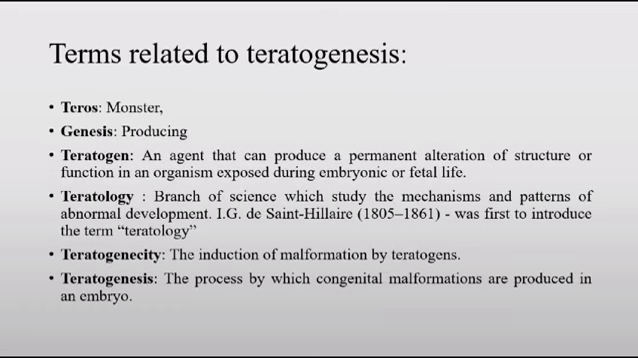Terms related to teratogenesis. Number one is teratogenesis: teros means monster, genesis means producing. Teratogen is an agent that can produce a permanent alteration of structure or function in an organism exposed during embryonic or fetal life. Then is teratology. It is the branch of science which studies the mechanism and pattern of abnormal development. Geoffroy Saint-Hilaire was first to introduce the term teratology.